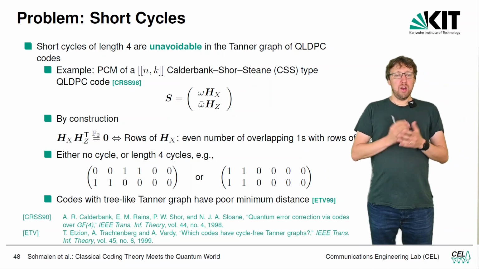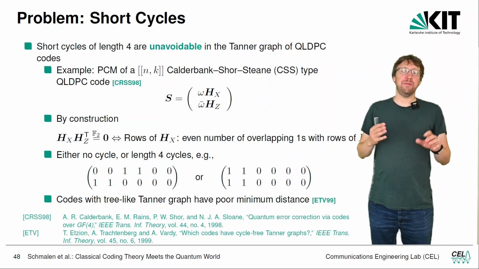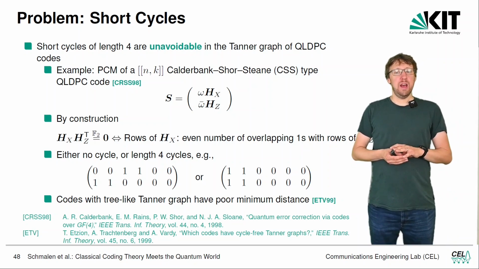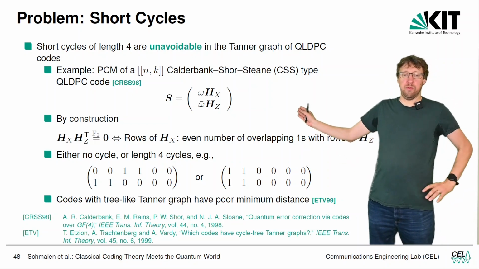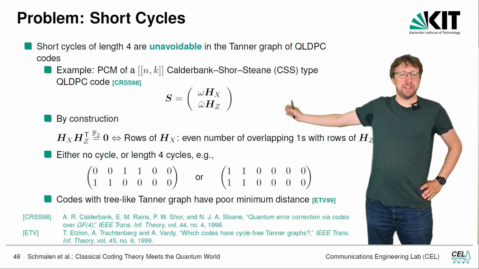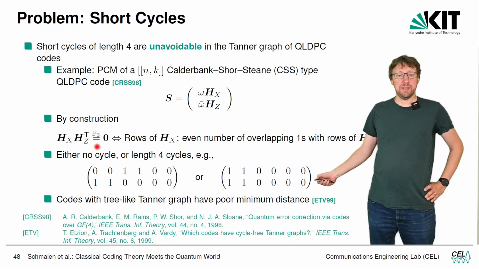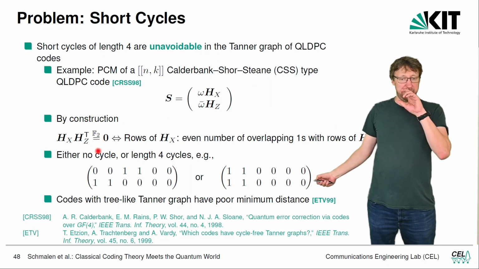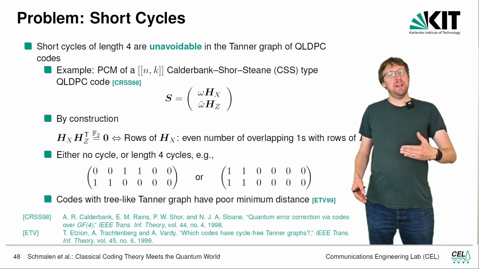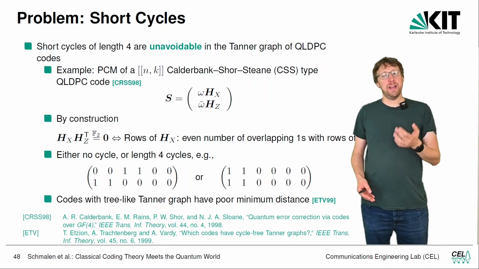So the problem statement is: short cycles of length 4 are unavoidable in the Tanner graph of quantum LDPC codes. If we look at this example, we have the check matrix with HX and HZ, and by construction, HX times HZ transpose must be equal to 0. So it means the rows of HX must have an even number of overlapping ones with any row of HZ.